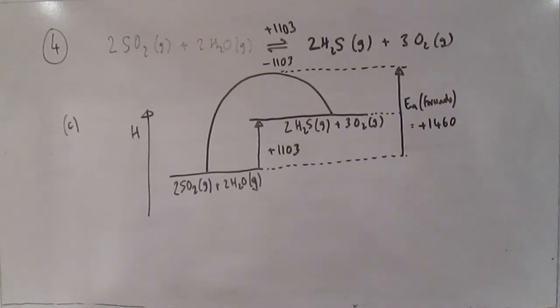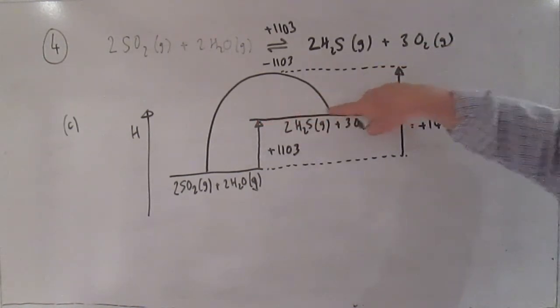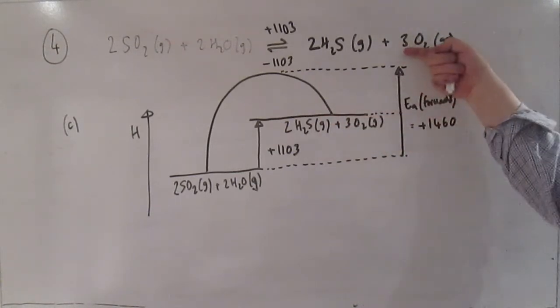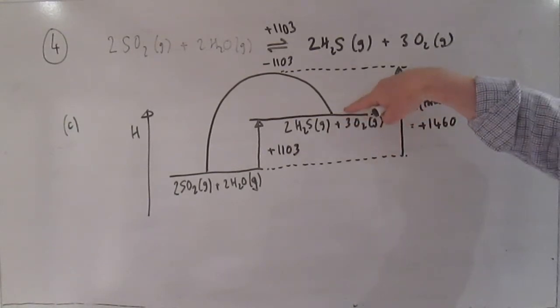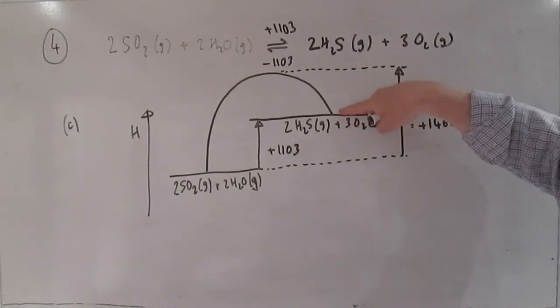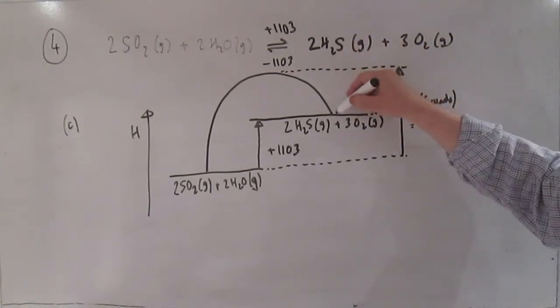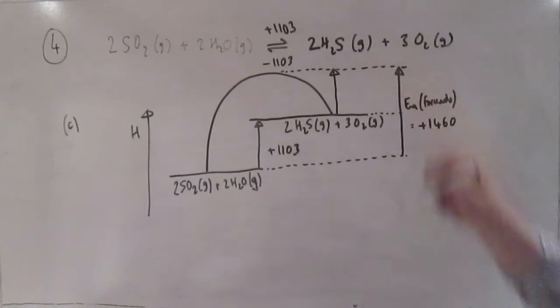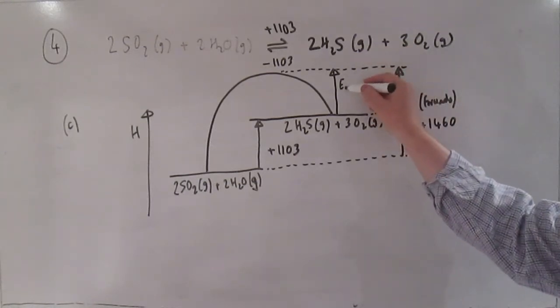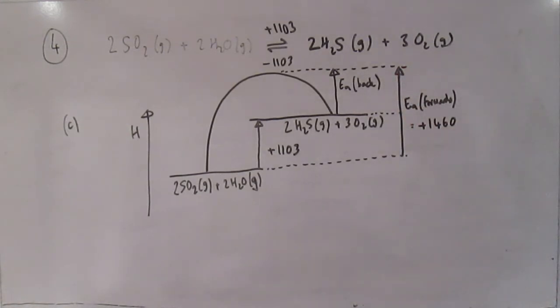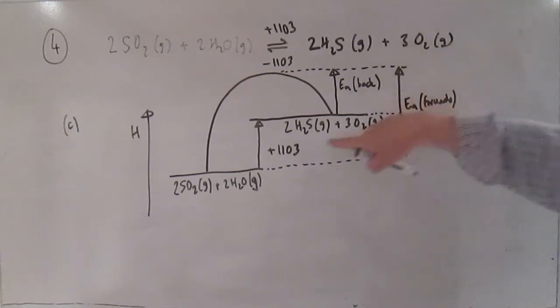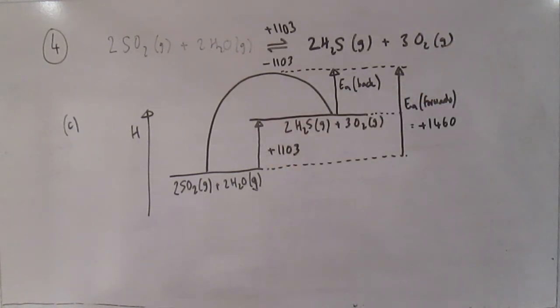Now the activation energy for the reverse reaction means starting from here, this is the right hand side, the reverse reaction goes back to there over the same barrier. So the activation energy for the reverse reaction starts from the right hand side mixture, which is here, up to the same hilltop. So this is the activation energy in the backward direction. And on this diagram you can see visually very easily what that is, because it's just the difference between plus 1460, which is that big change, and plus 1103, which is that.